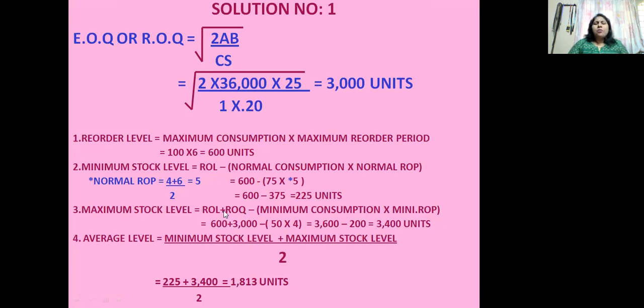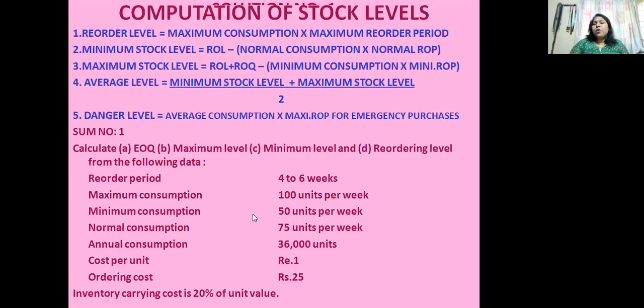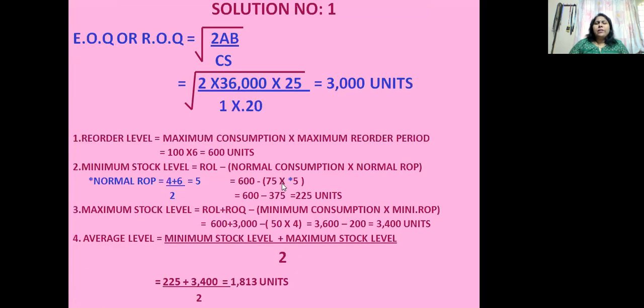So maximum stock level is ROL plus ROQ minus minimum consumption into minimum reorder period. So I will substitute here 600 as my reorder level, and the EOQ I calculated, 3000, which is the ROQ. So 3000 minus minimum consumption, in this problem how much? That is 50 units. Minimum reorder period is 4. 50 into 4 in the brackets. Okay. So 50 into 4, I'll get 200. Then here I'll get 600 plus 3000, 3600 minus 200. I'll get the final answer of 3400.